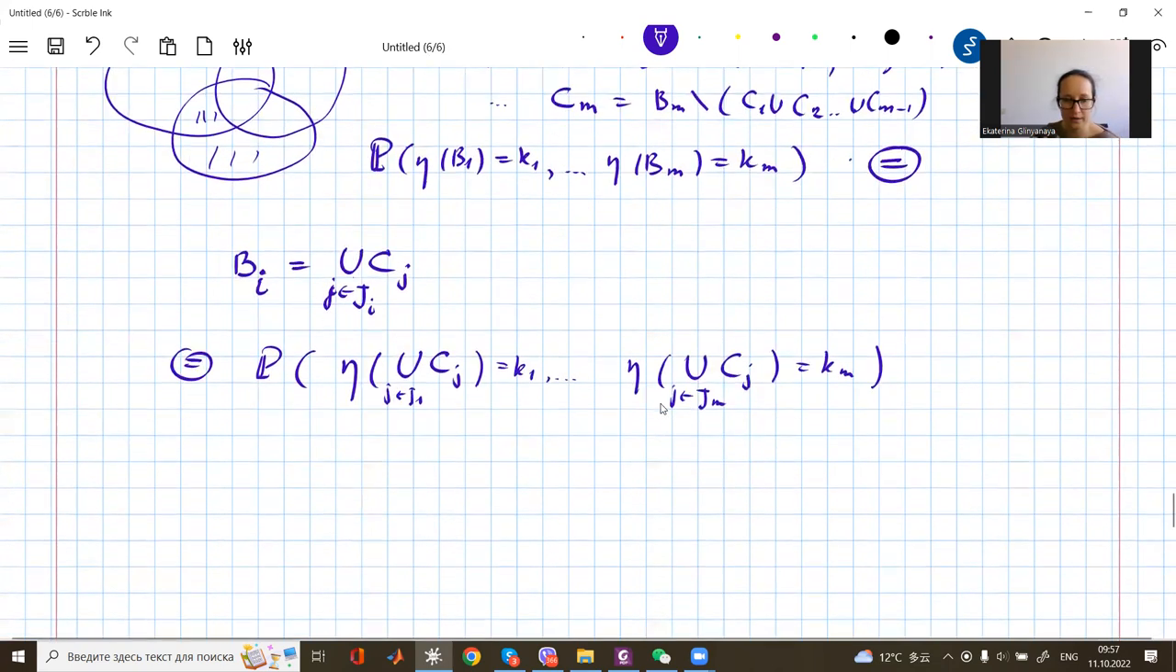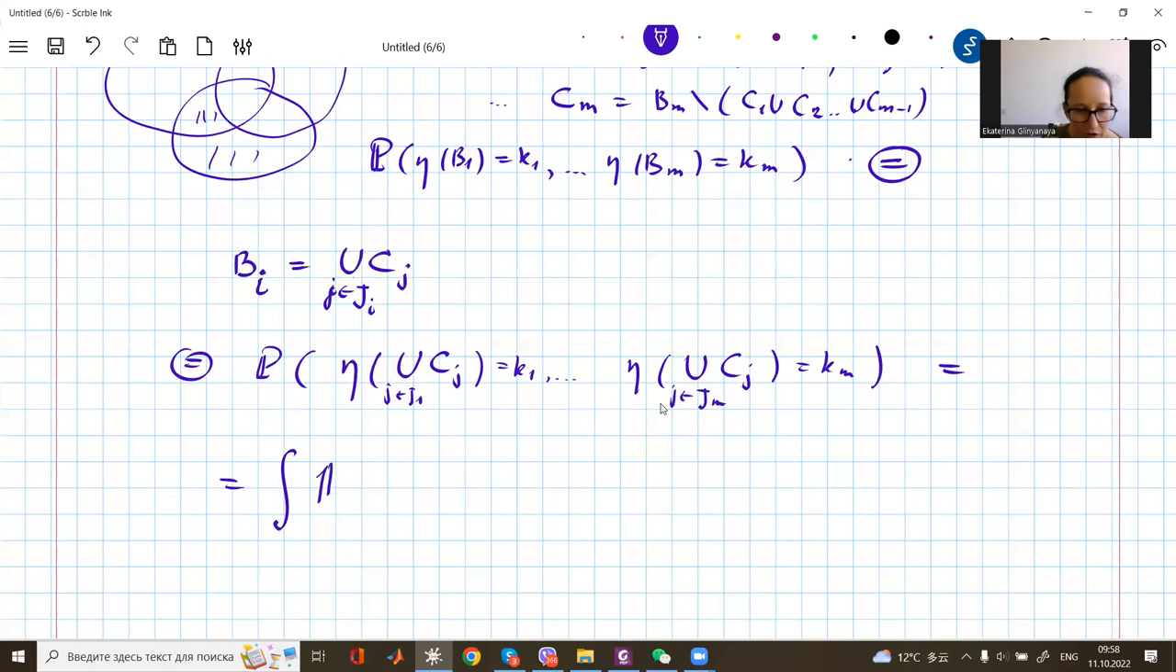And since these subsets are disjoint, I can write them as a sum. So I can consider this probability. Let me write it using the distribution. So I will write the following. This will be the big integral.